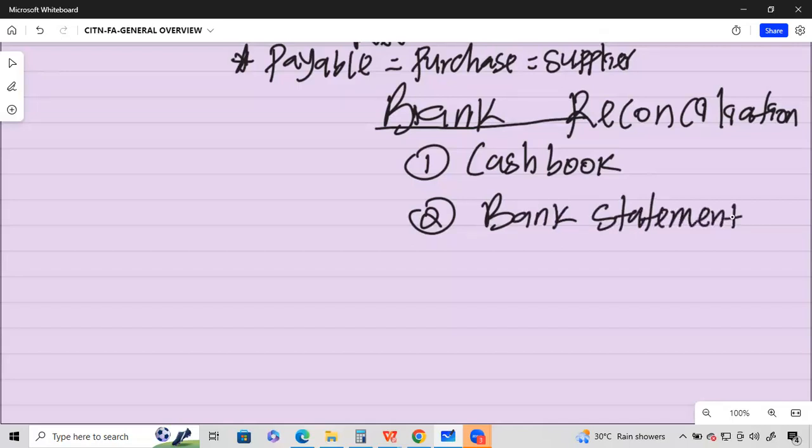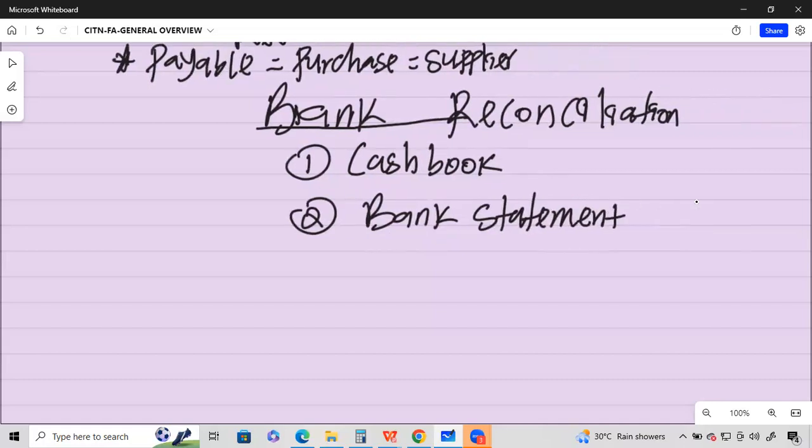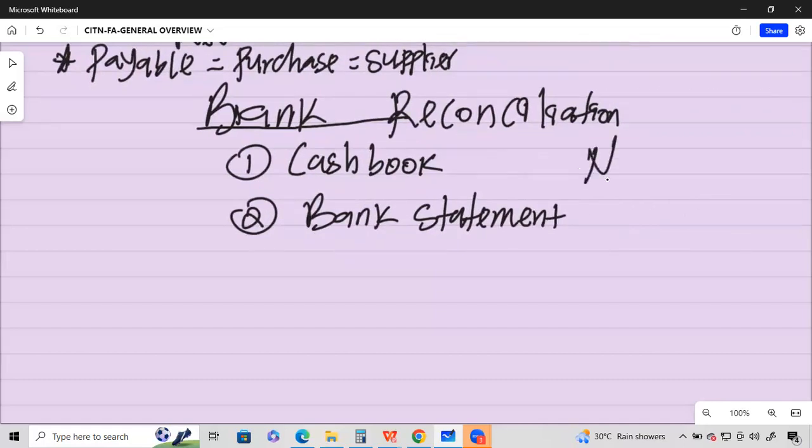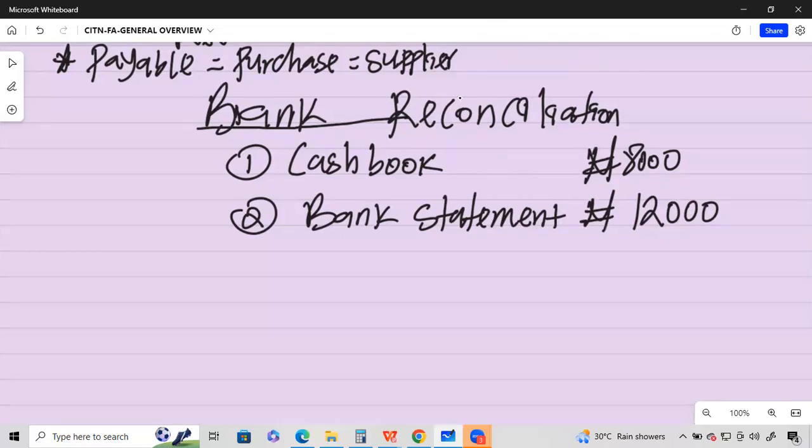So that's what we have on the bank reconciliation statement. It simply means that, let's say our cash book is showing 8,000 naira, but our bank statement is showing 12,000 naira. At the end of the day, we need to reconcile. Why is our cash book showing 8,000 naira, and why is our bank statement showing 12,000 naira? They are different items that can cause this difference.